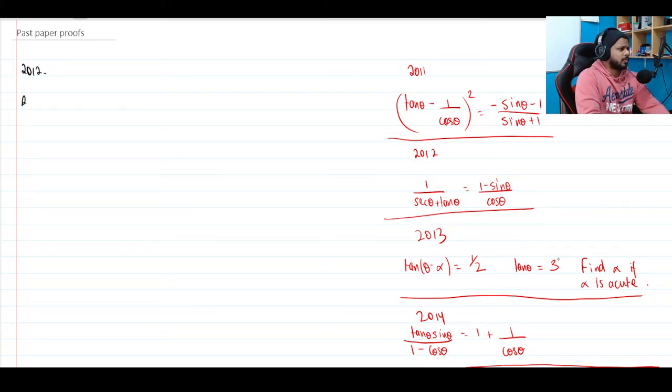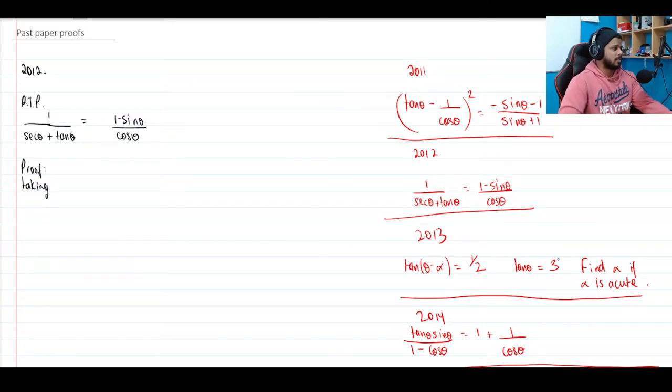So we are required to prove, RTP, that 1 over sec theta plus tan theta is equal to 1 minus sine theta over cosine theta, followed by proof. And we will be taking, in this case, it doesn't matter which side I take. To me, both sides are equally as complicated. But I have more to do with the left-hand side because I have an identity for sec and I have a couple identities for tan.